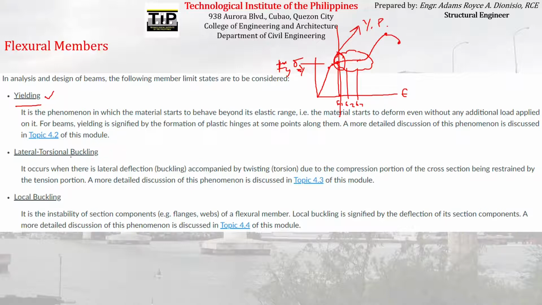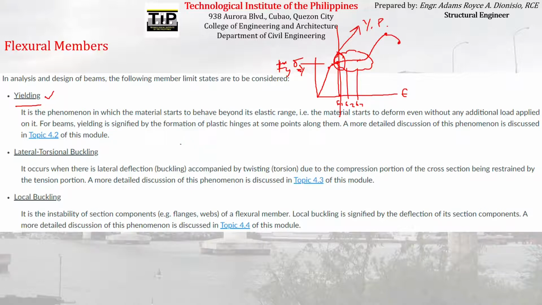And then after that, we also check the limit state of lateral torsional buckling. So, what is that lateral torsional buckling? It occurs when there is lateral deflection or buckling accompanied by twisting or torsion due to the compression portion of the cross section being restrained by the tension portion. Okay, so paano nagaganap yung lateral torsional buckling or ano ba yung lateral torsional buckling?